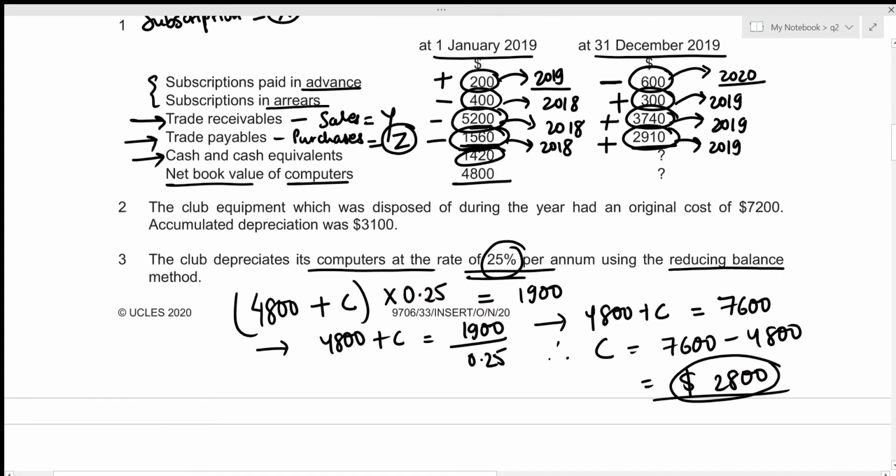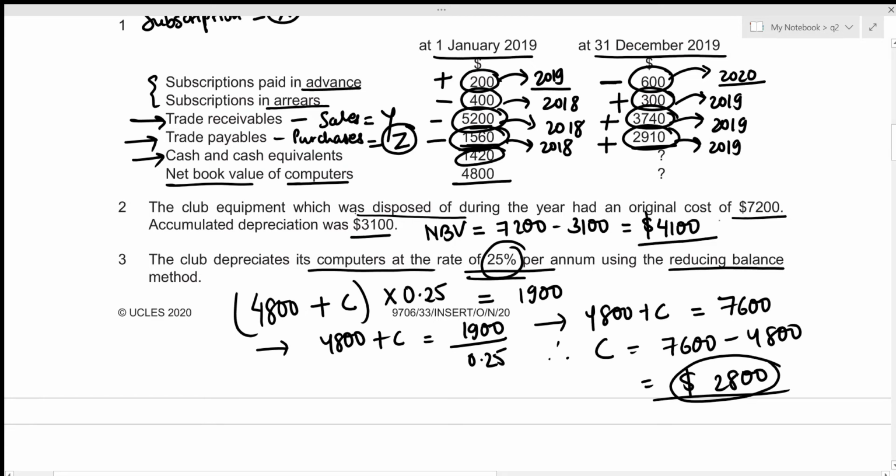All right. Then for the second information, we are told that the club equipment was disposed. So whenever we're talking about disposal, this definitely gets us something in return. So we are definitely receiving some cash in exchange for this disposed club equipment. And we are given that the original cost was 7200, accumulated depreciation was 3100. You can easily figure out the net book value. That's going to be the difference between cost and accumulated depreciation, which is 7200 minus 3100, which results in the value of 4100. This is the net book value.